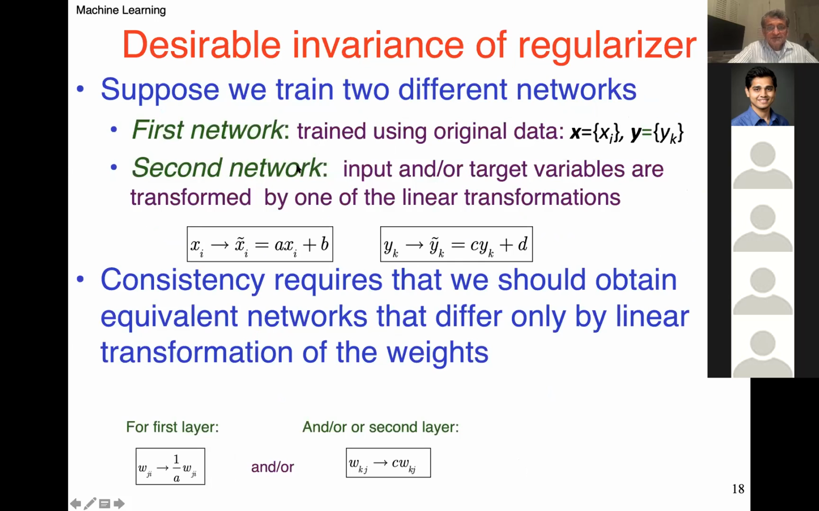So, the desirable invariance, the regularizer. Suppose we train two different networks. The first network is trained using the original data. In the second network, the input or target variables are transformed by one of the linear transformations. Consistency requires that we should obtain equivalent networks that differ only by linear transformations of the weights.